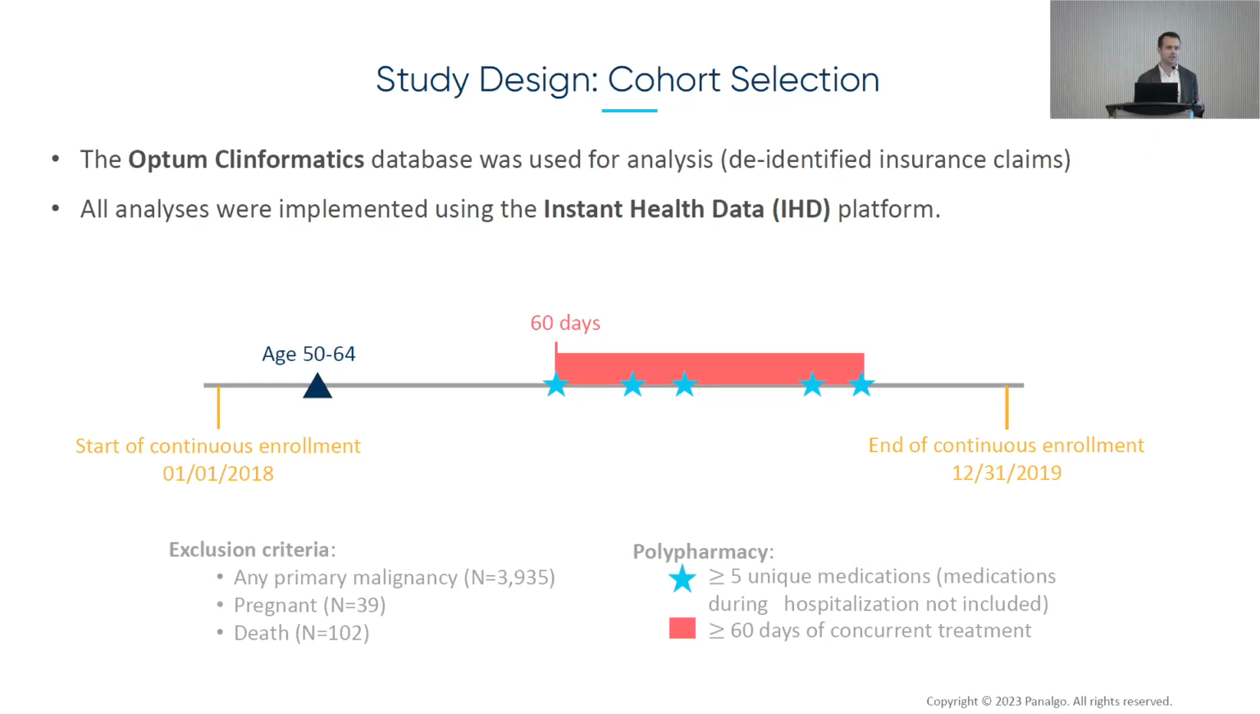In line with the literature on polypharmacy, we required at least 5 unique medications that are simultaneously prescribed, and we required at least 60 days of concurrent treatment. So 60 days was selected in this more exploratory analysis just to have more than a month's supply, but also we didn't want to restrict this to chronic conditions only, since we were trying to understand the population a little bit more. All analyses were implemented using the Instant Health Data Platform.